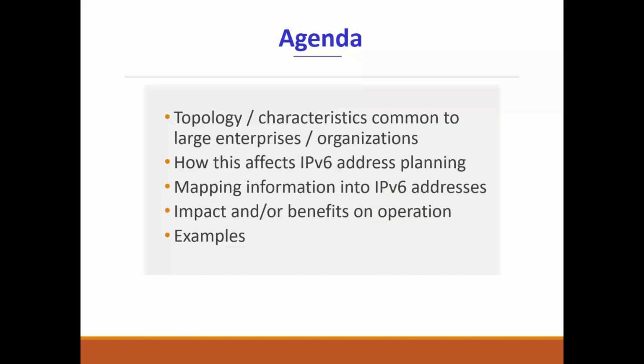But the issue for us large organizations is we get all fired up and we see this great information. So now how do we apply it in our large organization with all the things that we've got going on? That's the main thing that we're going to cover, and then we're going to see how that can affect or even direct IPv6 address planning, and then we're going to see how we can map all of this into an IPv6 address and get some benefit out of it, and see what kind of impacts it's going to have on our existing operations. And all along, I'm going to try to do examples as much as I can, because that's what I find most illuminating.